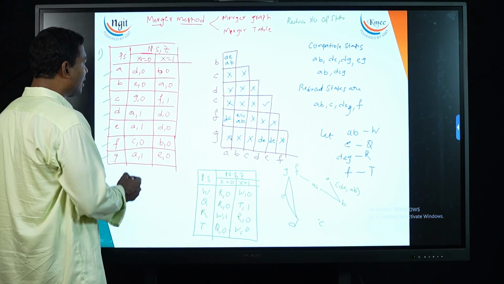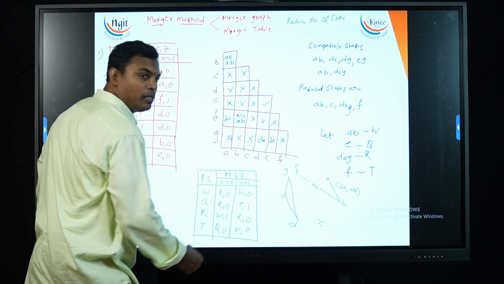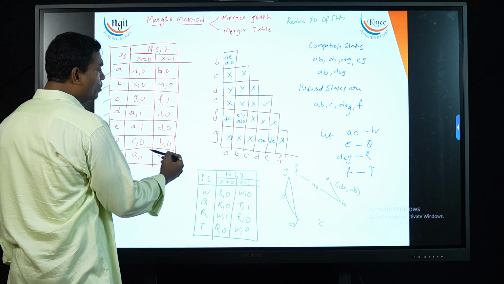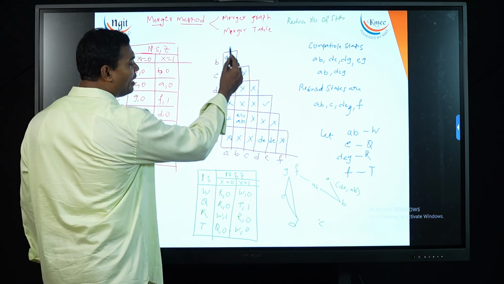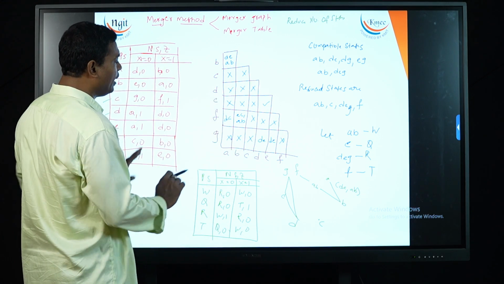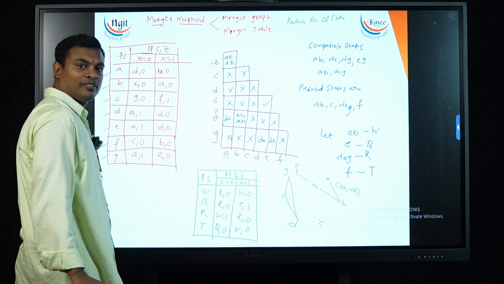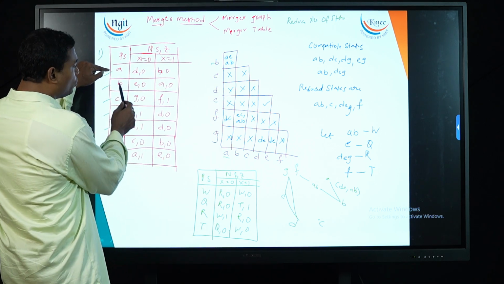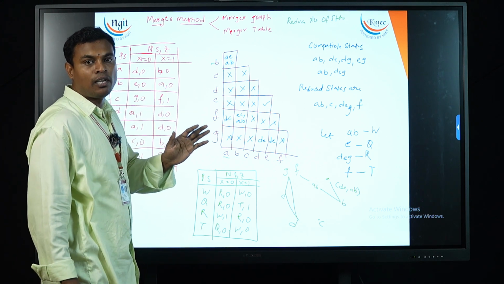Observe clearly. I am writing A to F at the bottom of my table and B to G on the left vertical line, and I am making boxes individually. After that, I need to compare state A with state B, which means comparing these two, and mention whether it is a compatible or incompatible state.